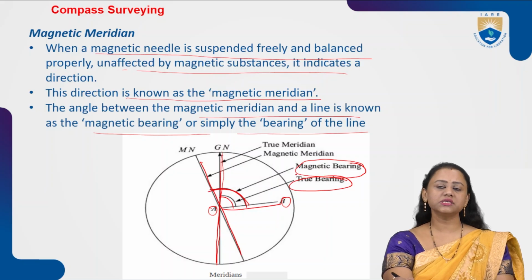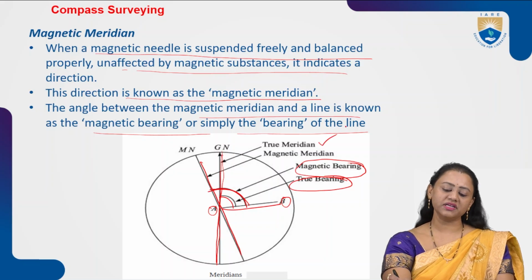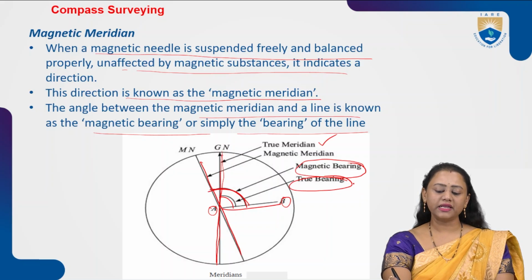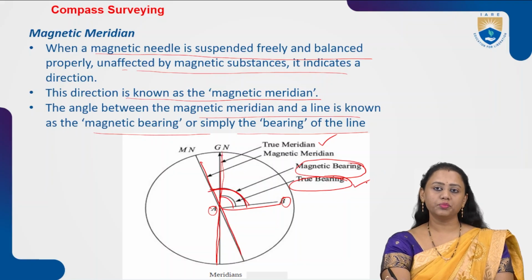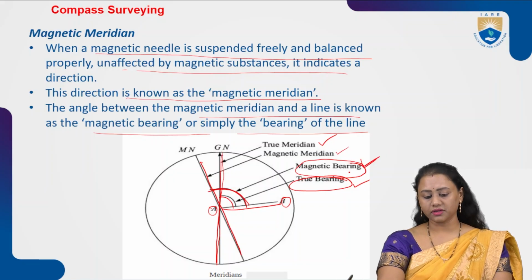So there are two concepts that we need to remember. There is a true meridian and the angle made by a line is known as the true bearing, and there is a magnetic meridian and the line will make an angle with the magnetic meridian. That angle is known as the magnetic bearing.